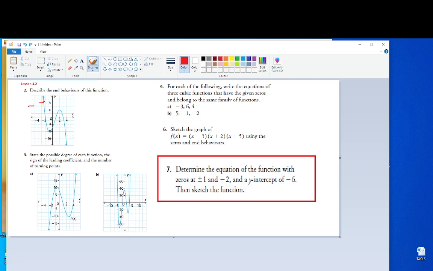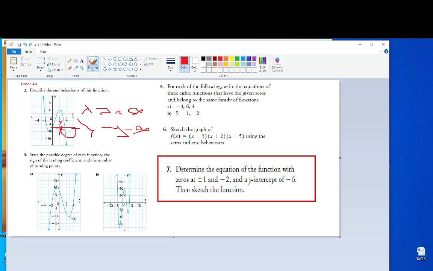What's the end behavior? Well, what happens in quadrant 4? X's are positive and y's are negative, and we can see the graph is down in that quadrant. So that means as x approaches positive infinity, that's that part, y approaches negative infinity.